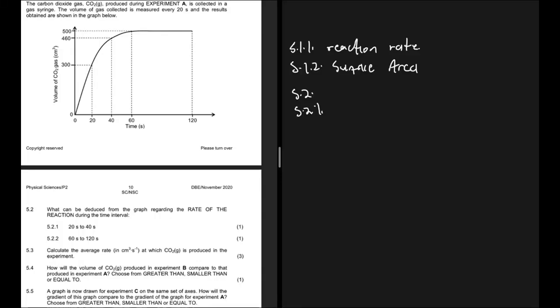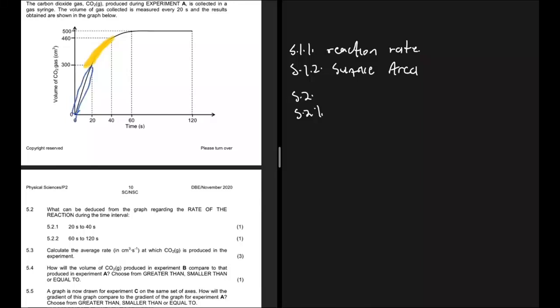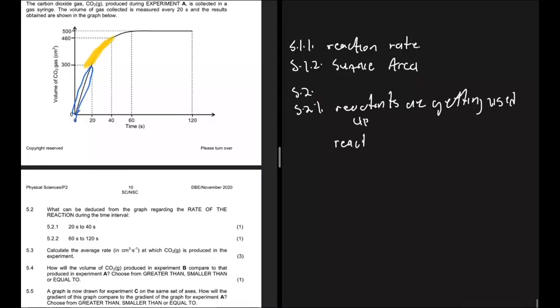So let's go and look at this time interval. From 20 to 40, it starts flattening out. It's not really flat, but it's no longer as steep as from 0 to 20. So we can see that reactants are getting used up, and as a consequence, the reaction rate is decreasing.